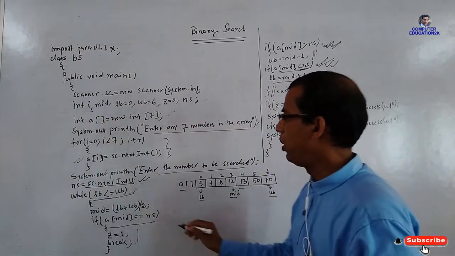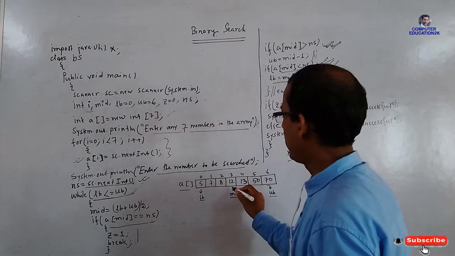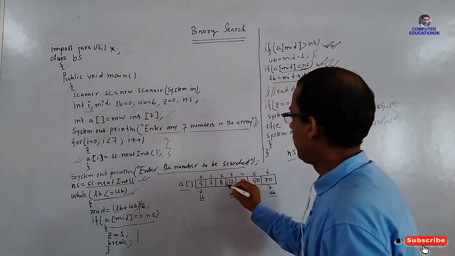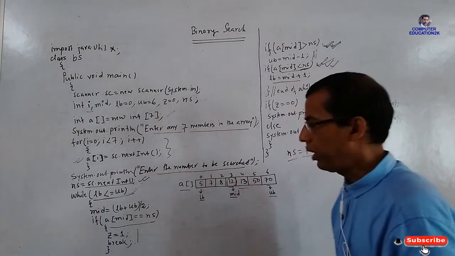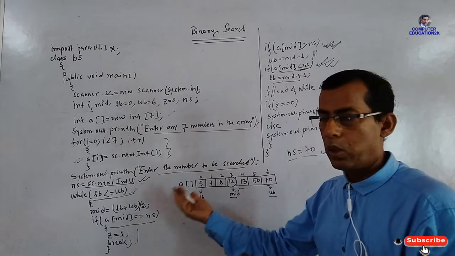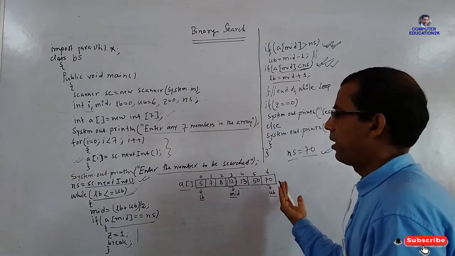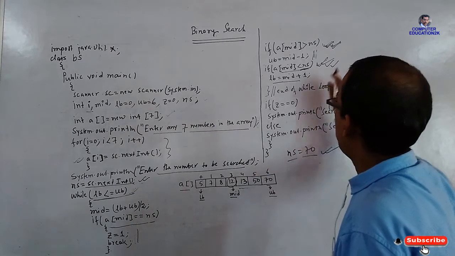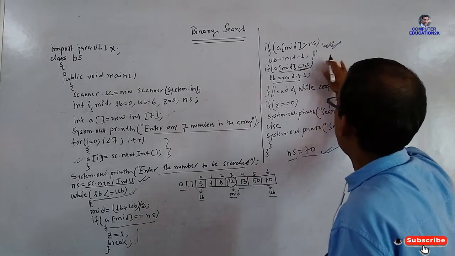So the computer will go and find in the middle first. But in the middle what do we have? In the middle we have 12. Okay. So 12 is less than 70. So obviously the search number will be found in the right hand side. Okay. And that condition I have mentioned here.